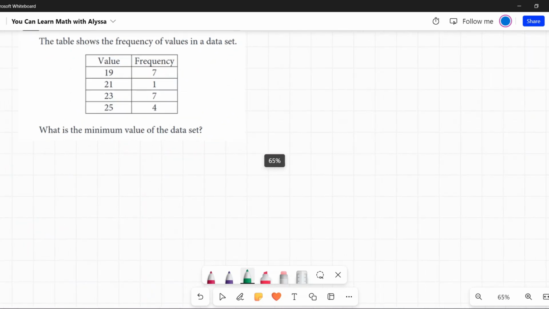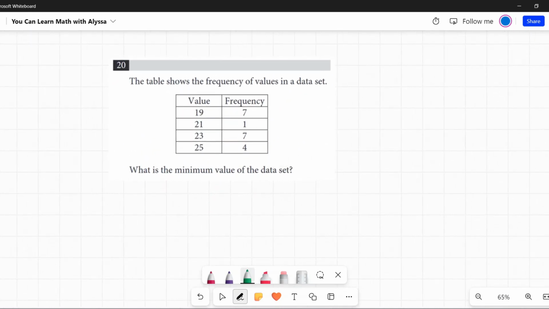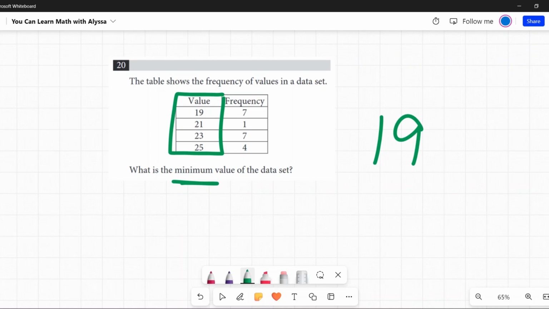Number 20. The table shows the frequency of values in a data set. What is the minimum value of the data set? All they're saying is minimum value. The frequency doesn't matter. They just want you to look at this list of values and say, what's the smallest number? That's literally it. So the smallest number there is 19, and that is your answer.